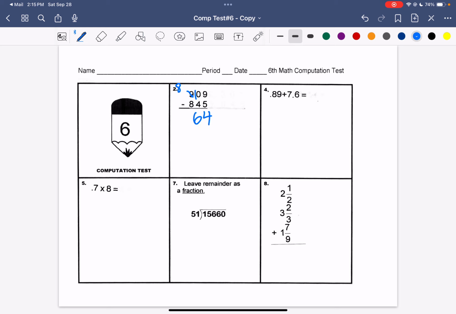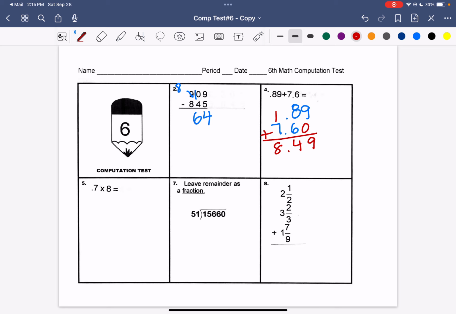For number 4, I have to line up decimals. Go ahead and add. End up with 8.49 or 8 and 49 hundredths.